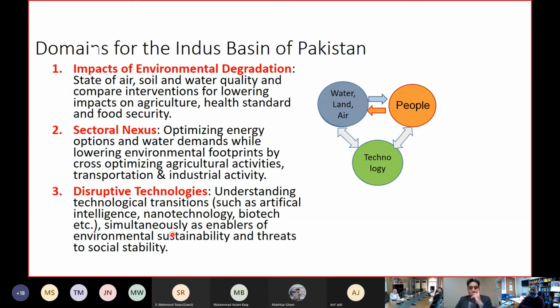Now, finally, disruptive technologies. So it's not just things that are happening in the Indus Basin in our country, but really these big changes which are coming around the world, where many new kinds of technologies such as artificial intelligence, nanotechnology, biotech, they are simultaneously enablers. They are actually helping us on many fronts, as I've just mentioned. These, for example, irrigation advisory services that people have started to think about, which are remote sensing and IoT driven, but they are also threats to social stability. So, for example, if you have small farmers, would they be able to adapt to these technologies? The irrigation managers, would they be able to leverage these technologies? And then there is, of course, the whole issue of the misuse of these technologies as well.